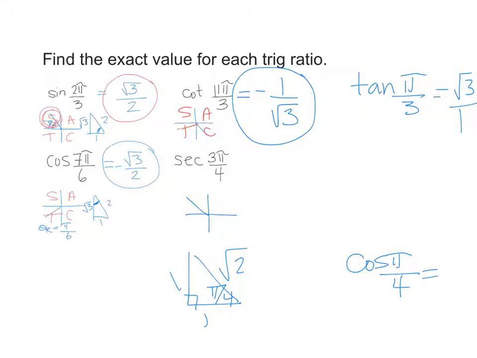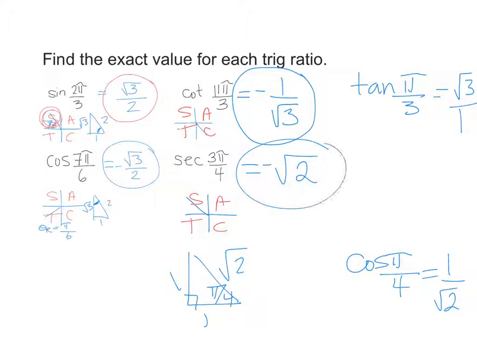Cosine of pi over 4, well, cosine is adjacent over hypotenuse, right? So 1 over root 2. So to find the secant of 3 pi over 4, flip that over, it's root 2 over 1, or just root 2. And should it be positive or negative? Negative. Because sine and its reciprocal are the ones that are positive in the second quadrant.